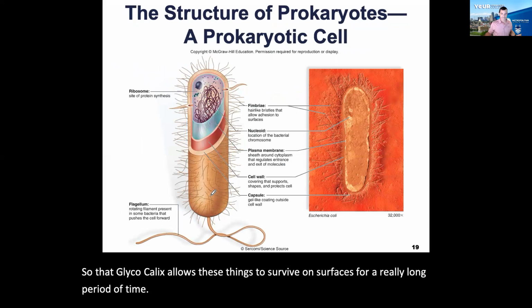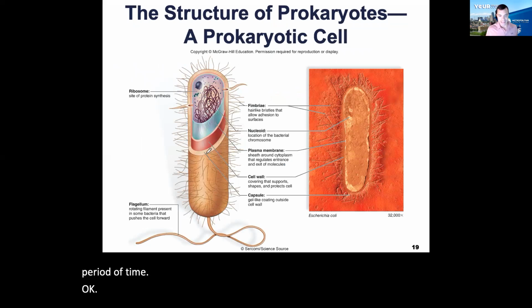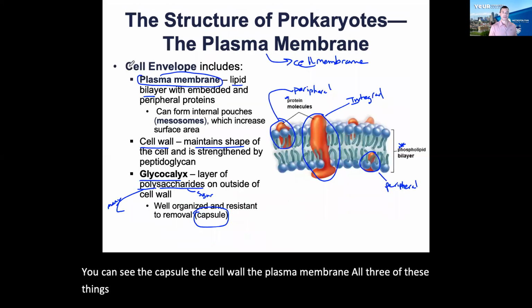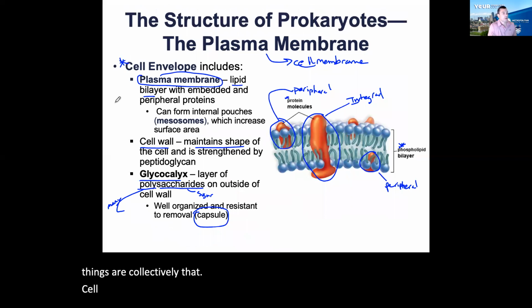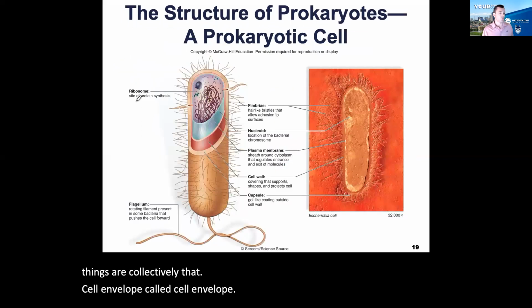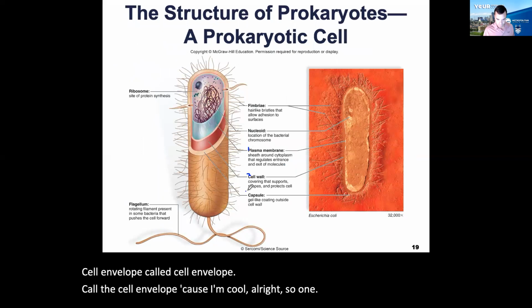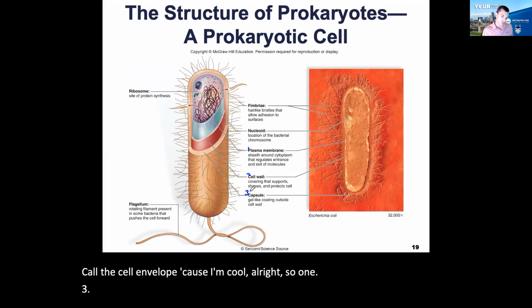Okay? And there you can see the capsule, the cell wall, the plasma membrane. All three of these things are collectively that cell envelope. We call it a cell envelope. I call it a cell envelope because I'm cool. All right. So 1, 2, 3, from innermost to outermost. All three of those things are called the cell envelope.